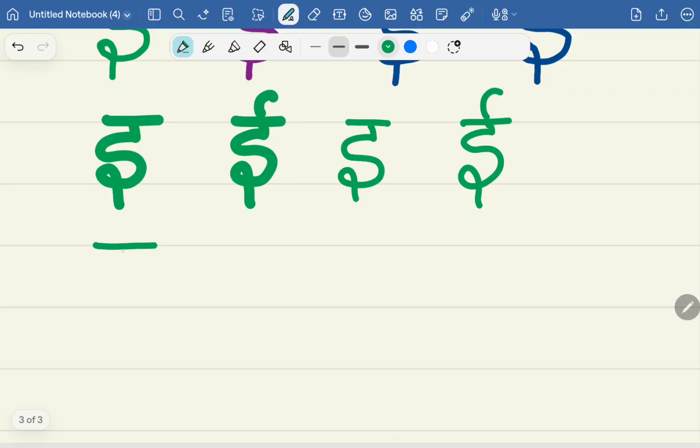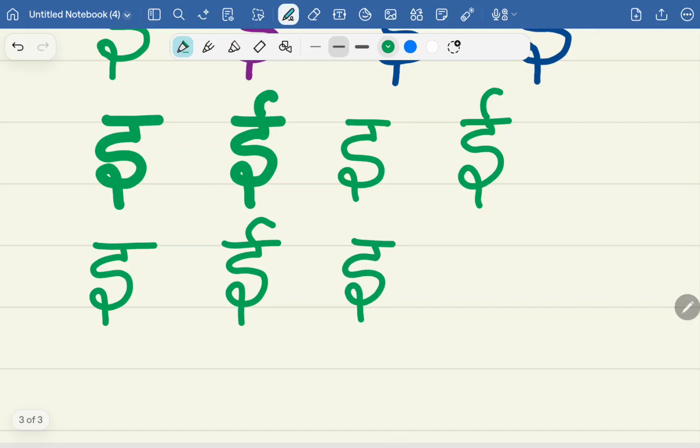Let's try writing it in the second line also. So how it will become? This is E and E. E and E.